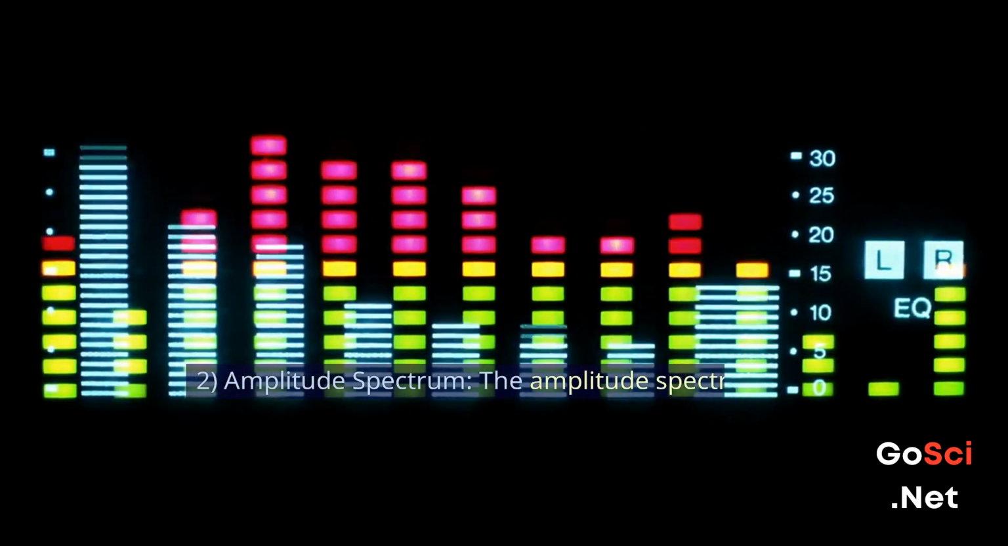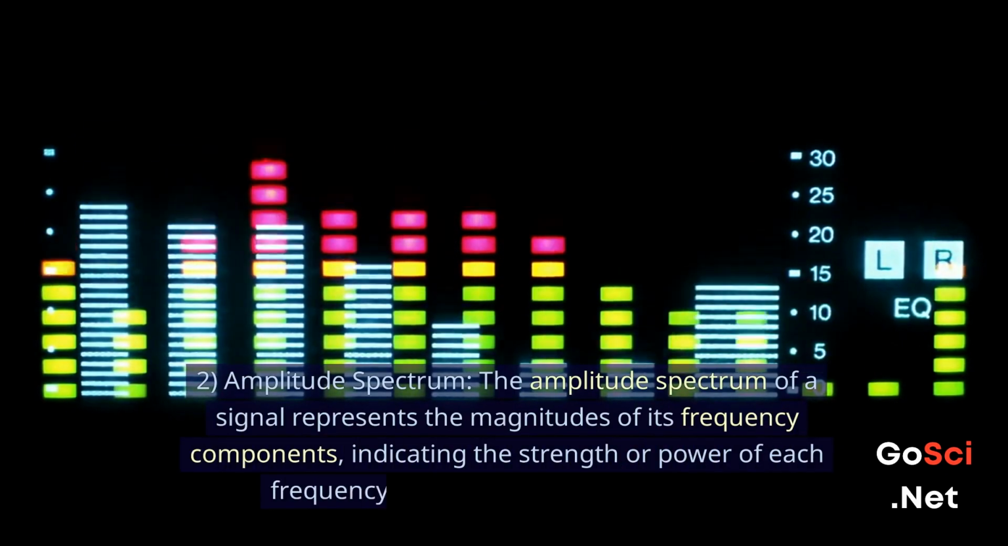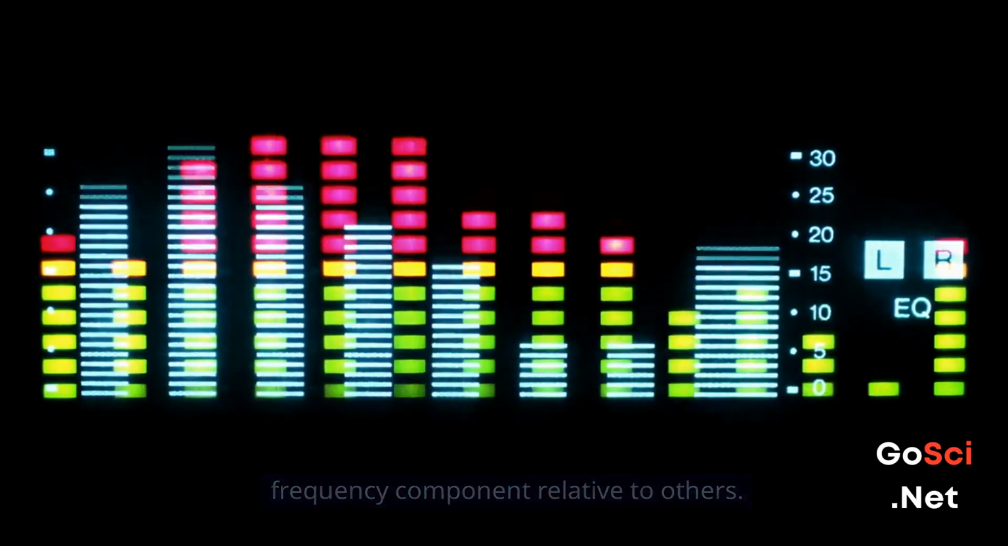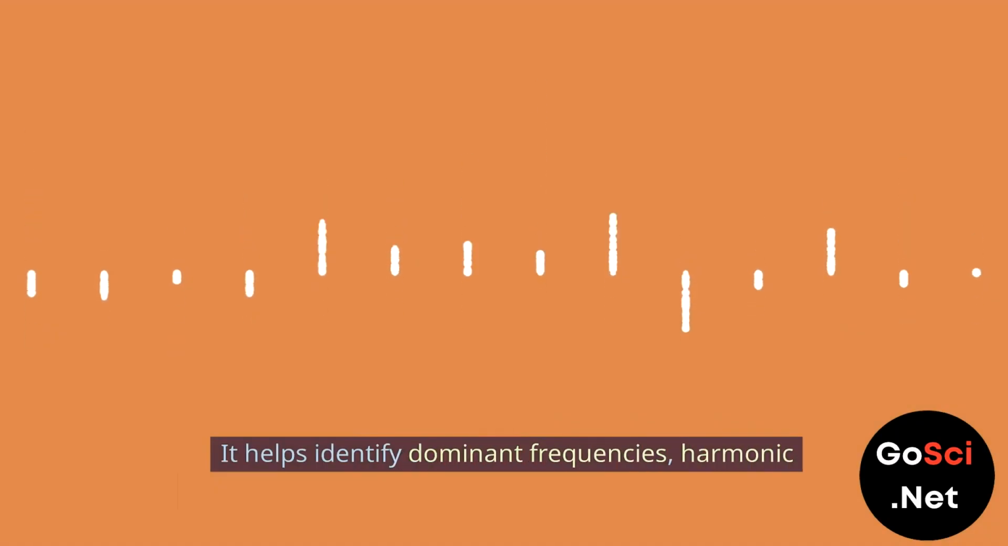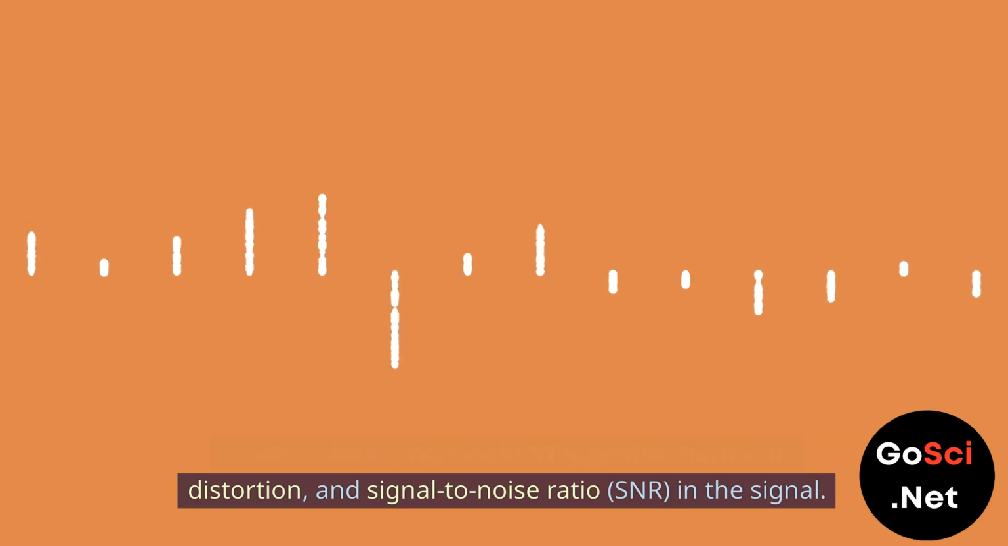2. Amplitude spectrum. The amplitude spectrum of a signal represents the magnitudes of its frequency components, indicating the strength or power of each frequency component relative to others. It helps identify dominant frequencies, harmonic distortion, and signal-to-noise ratio (SNR) in the signal.